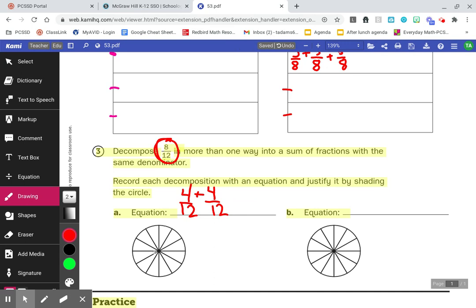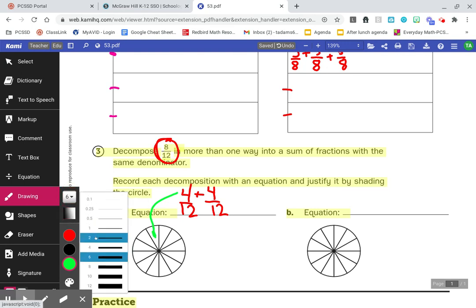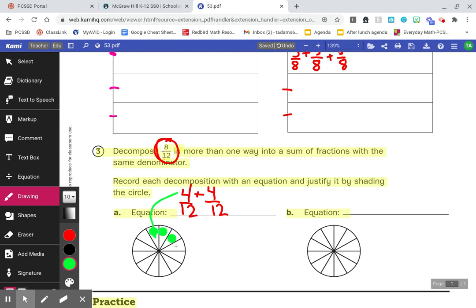Then I'm going to shade in the amount in my equation. First, how many pieces do I have to shade in from the first fraction? 4. So there's 1. And I'm just going to make this big dot. 1, 2, 3, 4. And how many pieces or slices are in my second equation? My second fraction? Yeah, 4 again. 1, 2, 3, 4. Okay.